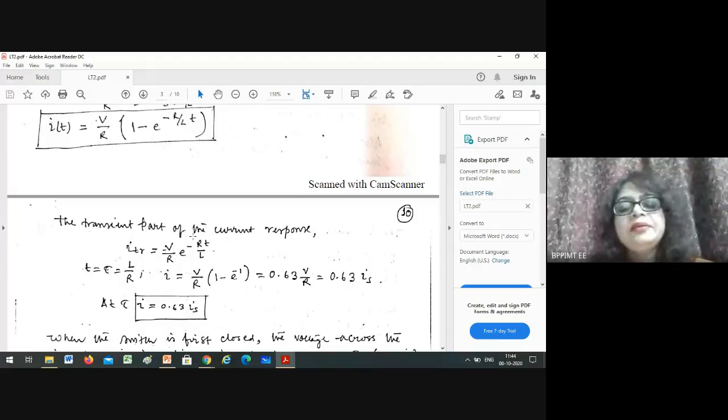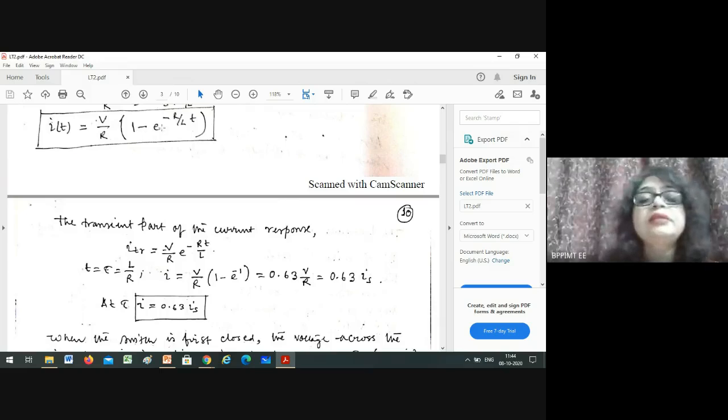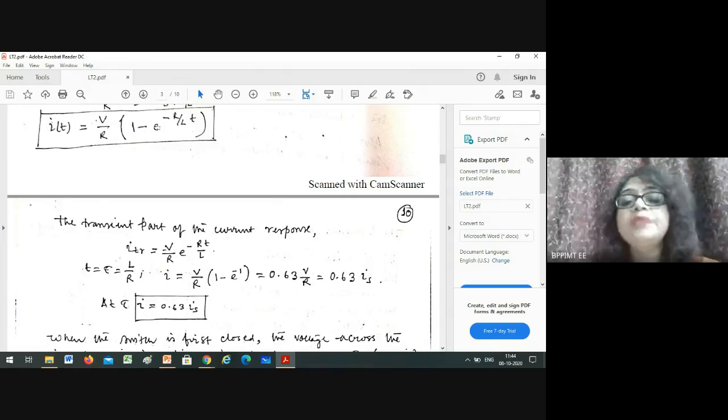Right? And if you put T equal to L by R, that is the time constant, then it will give e to the power minus 1. E to the power minus 1 means 0.37. So you will get V by R into 1 minus 0.37, that is 0.63. After that, you will get ultimately V by R, that is the steady state current.